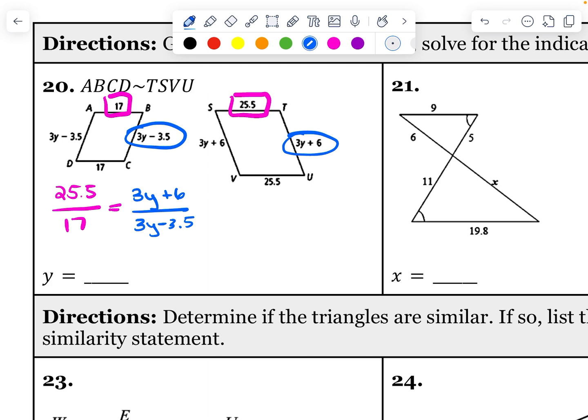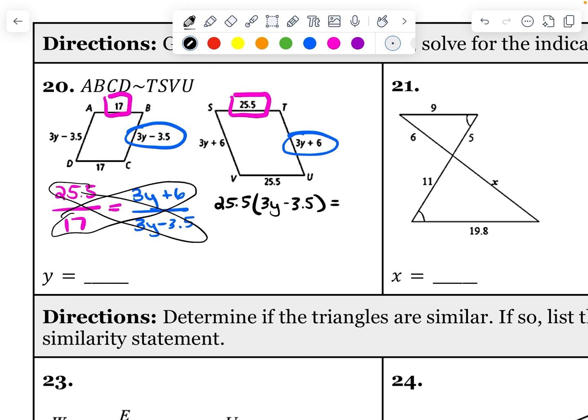All right, if you flip these or set it up a slightly different way, it is okay. Your work will look a little different, but your answer will be the same. So let's see, we're going to cross multiply. So 25.5 times (3y minus 3.5) equals 17 times (3y plus 6). Leave the parentheses around these so you don't forget to multiply and distribute.